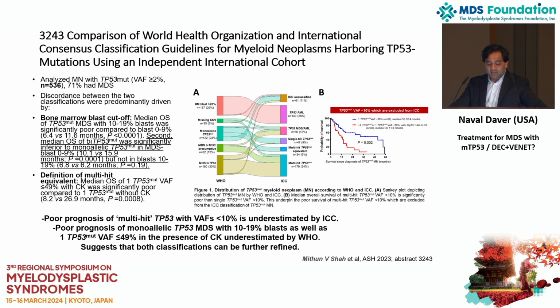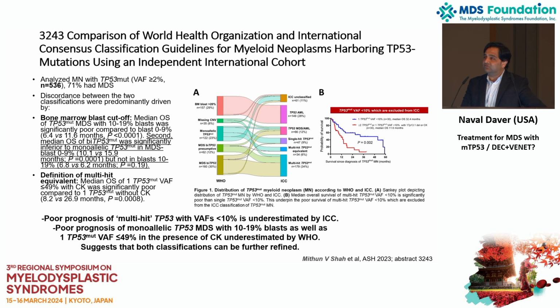So one of the things that was noted is that with the multi-hit TP53 using a 10% VAF cutoff, you actually may be missing about 18 to 20% of patients who may have a functional poor outcome if you use the WHO criteria. So the ICC may be missing some of those patients. On the other hand, if you use the WHO definition, there are patients between 10 to 20% who may have less than 50% VAF and may not have associated chromosome 17 that could have a poor outcome, especially in that 10% to 20% blast, and they could be missed.